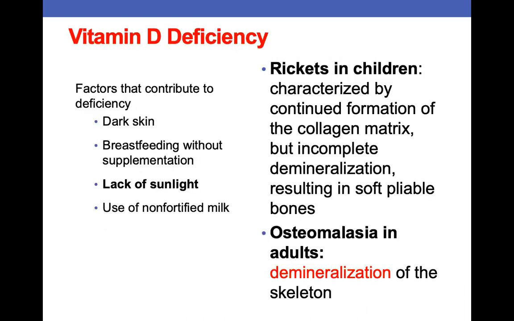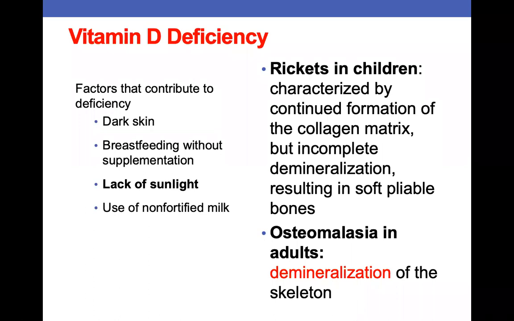Okay, so the left side is factors that contribute to vitamin D deficiency, right? I don't want you guys to memorize this, because as long as you understand the mechanism, you'll be able to rationalize your way through it. So let's look at the first point over here, dark skin, and the second point over here, lack of sunlight. Those two things are actually related, right?